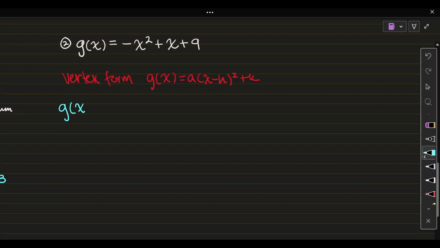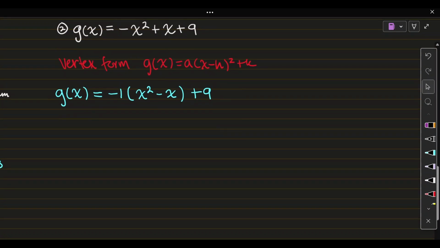The first thing I do to complete the square is factor out the first number. So I factor out a -1. Factoring out a -1 just flips signs, so this is going to be x squared minus x, and then I leave the last term alone, just like before. Now inside the parentheses, I want to add and subtract this factor of (b over 2a) squared. Remember, a is -1, b is 1, c is 9, just our normal quadratic a, b, and c.